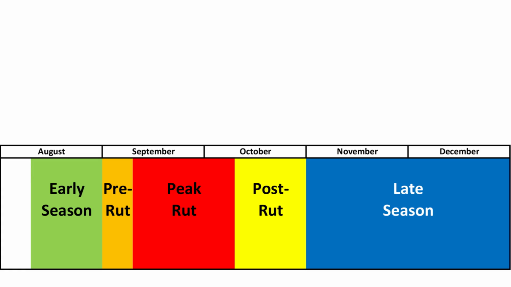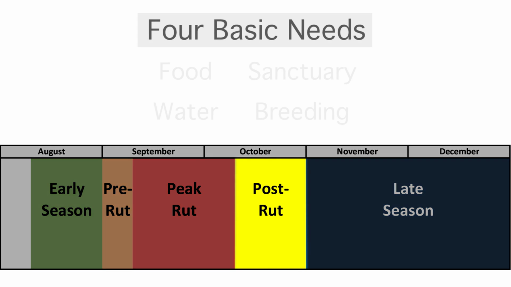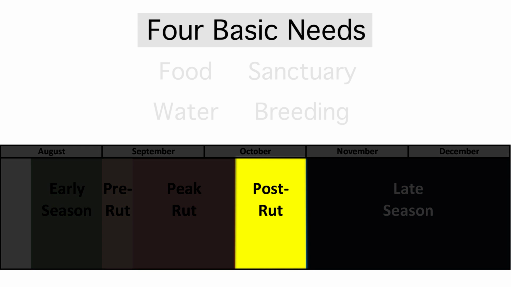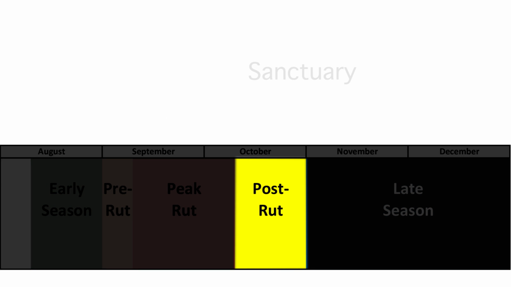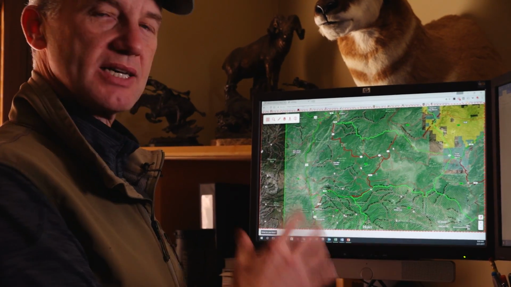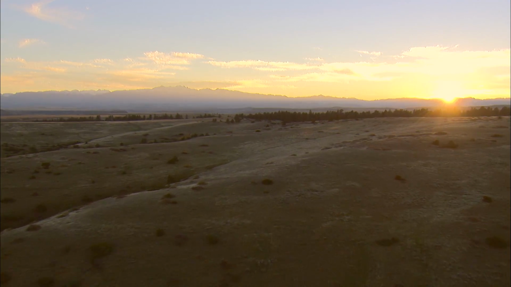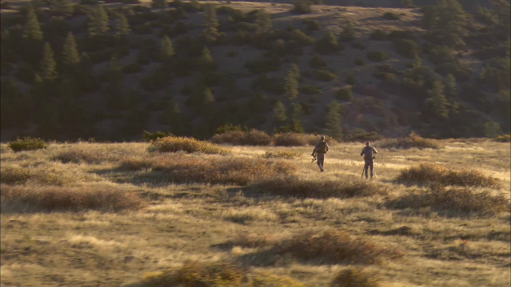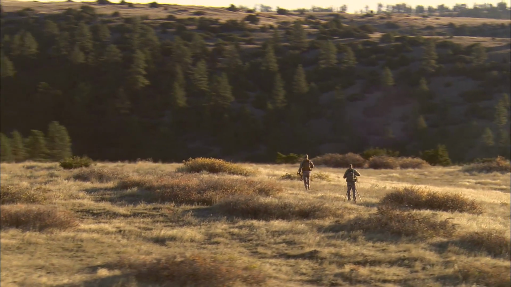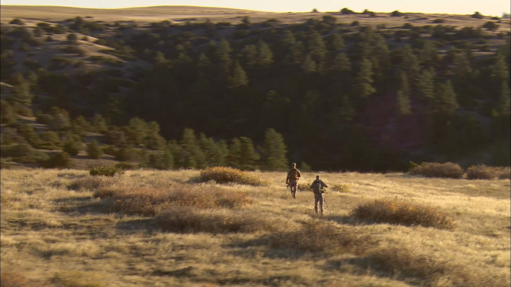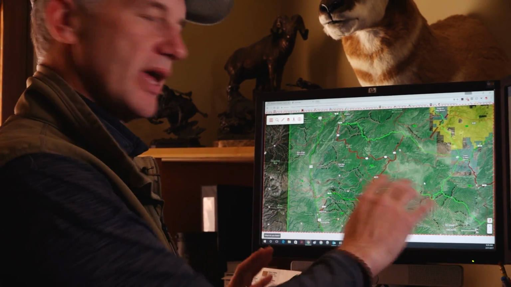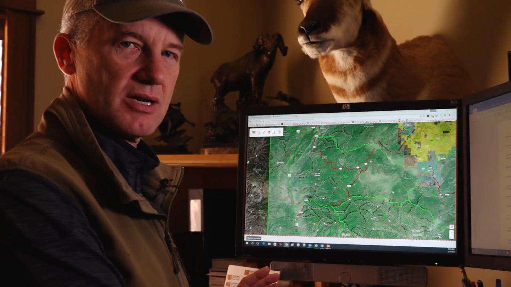Look at the elk period calendar. You're going to see the 5 periods I break it into. You're going to see that the primary need in the post-rut period is security and sanctuary. Knowing that, the question becomes, how do I take 600 square miles in a unit and sort it into something that I can hunt in my 5 days? Because you can't be at all places at all times.